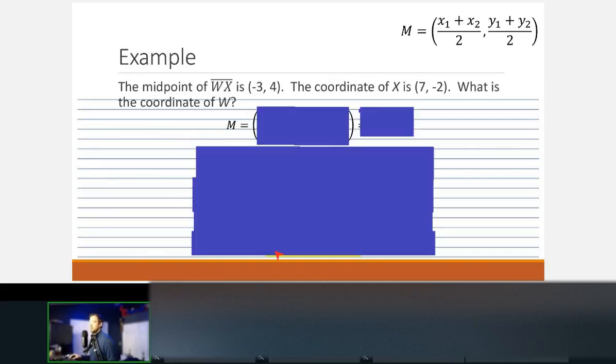All right. So, given this problem, the midpoint WX. So remember this symbol means the segment. So the segment WX, the midpoint of that is -3, 4. The coordinates of point X is 7, -2. What is the coordinate of W? All right, so I'd like all of you to write this problem down and then label stuff of what we can. Label stuff. And then once you label it, I want you to set up your equation.